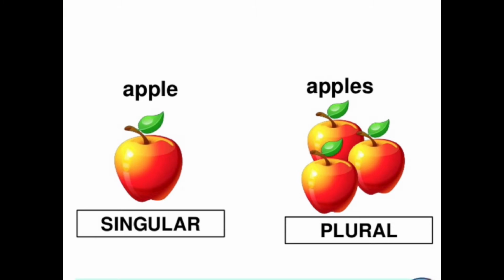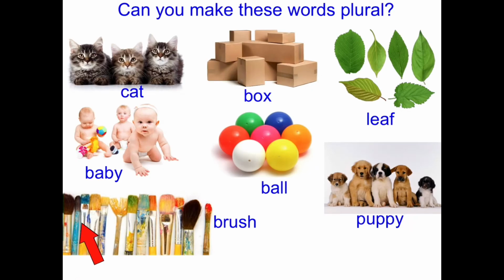Now usually it's quite easy to turn a singular into a plural. You just add an S to the end of the word. So you can turn apple into apples by just adding an S. But there are some words where that's a bit more tricky. We're going to be learning about some different rules for how you make those into plurals.